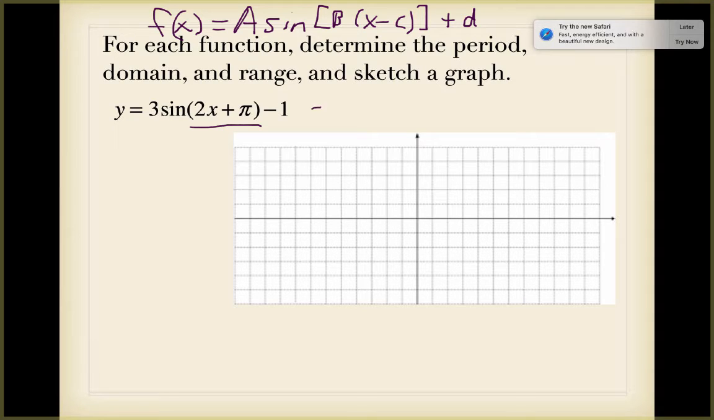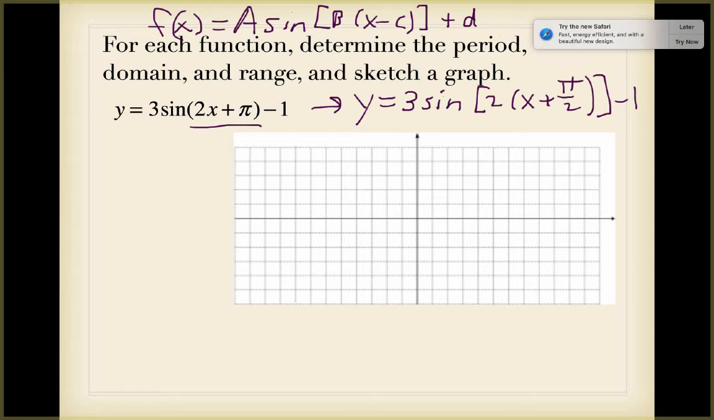So we're going to rewrite this, and we get y equals 3 sine, and then 2 times (x plus pi halves) minus 1. So we'll look at the first thing. It says to find the period. So b is what's going to give us our period.